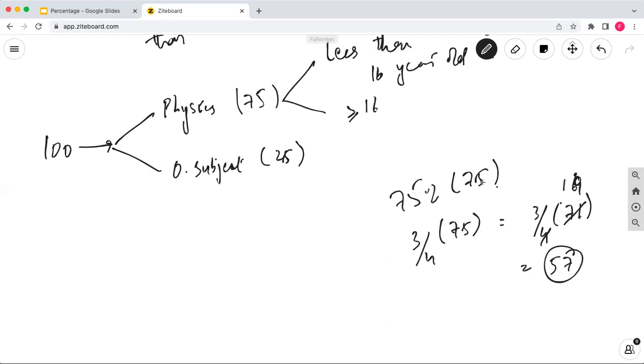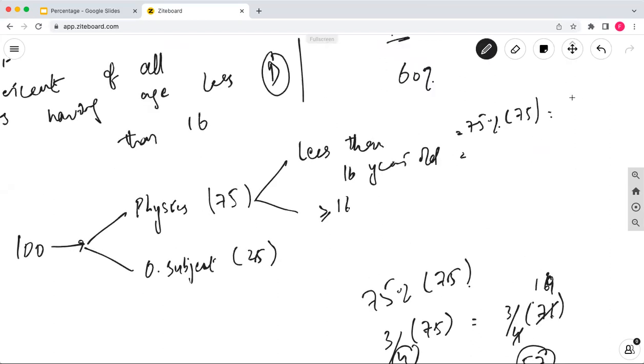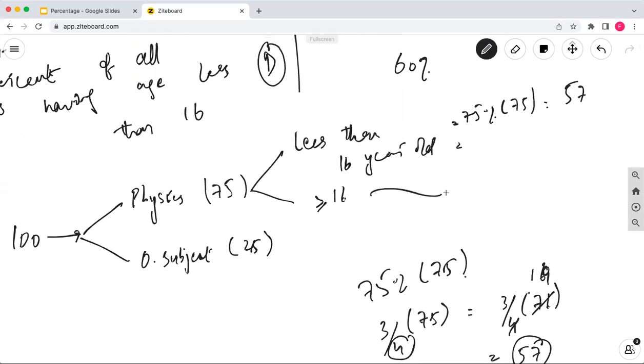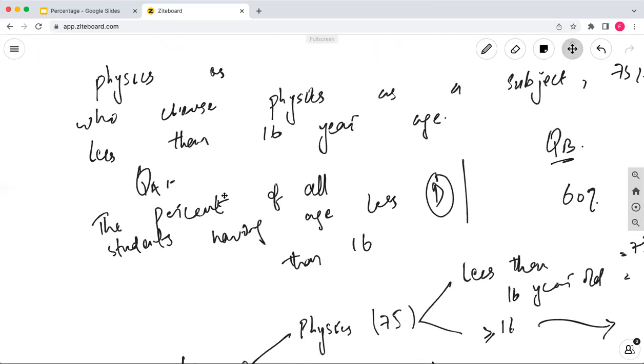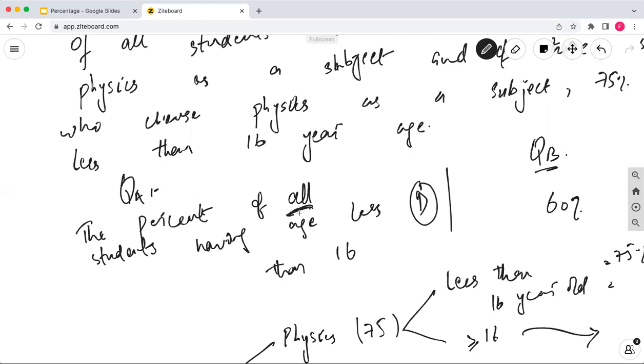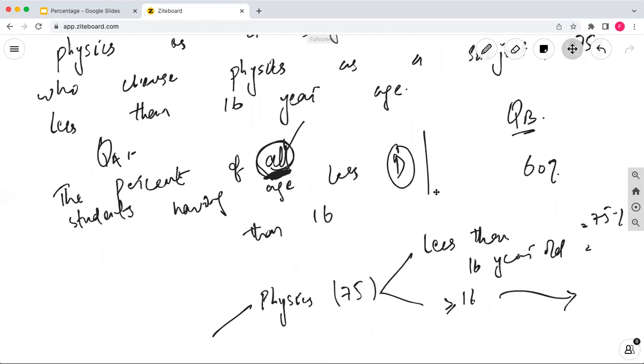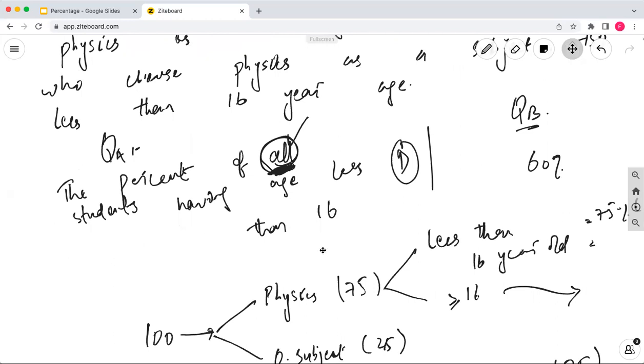So when asked to approximate, just see the multiple of this value which is closer to the upper value. So this will be something around 57, right? And the rest are greater than or equal to 16. Now see the question. The question is saying the percentage of all students. This is a way of putting a trap so that someone can easily miss this word and assume that the question is about the physics students, and then he can say that quantity B is greater. But the question is about the percentage of all students.